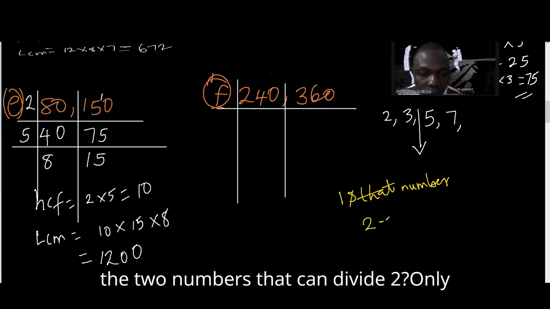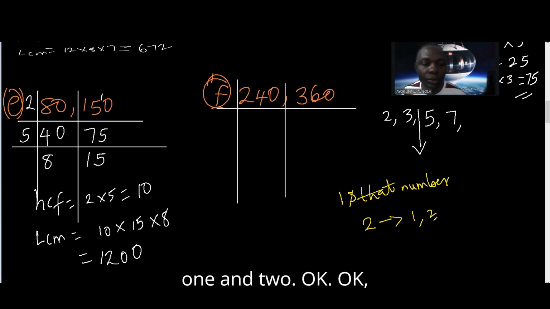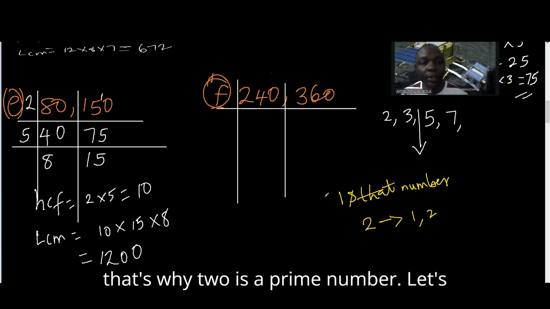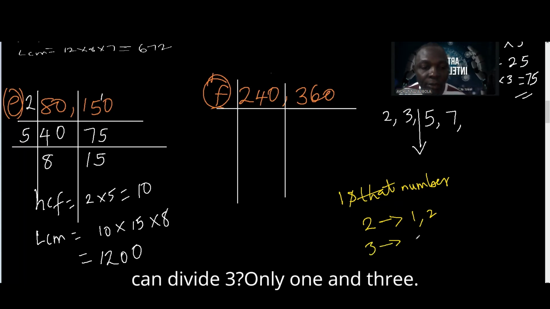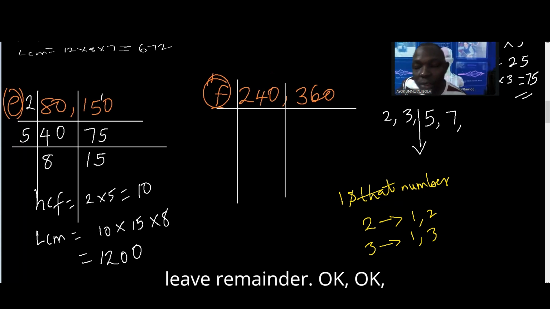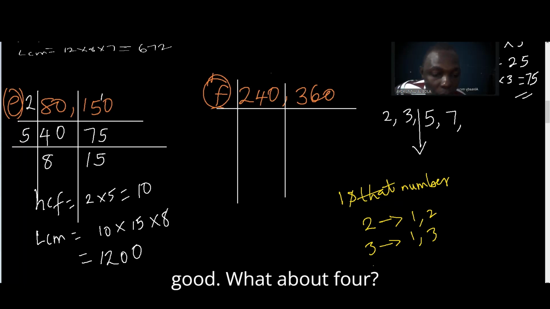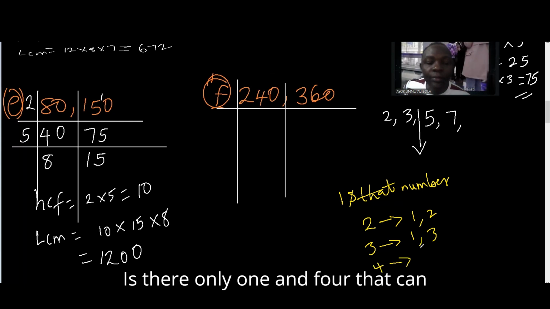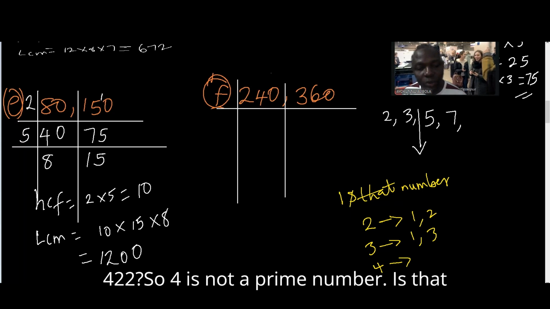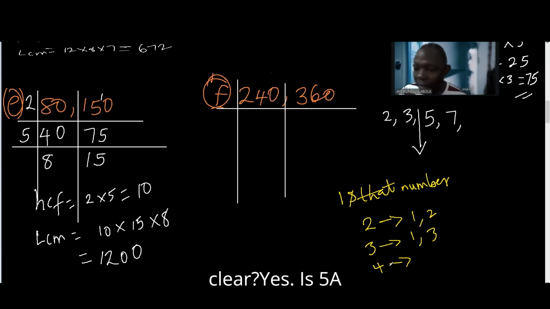So let's consider 2. What are the two numbers that can divide 2? Only 1 and 2. Okay? That's why 2 is a prime number. Let's consider 3. What are the numbers that can divide 3? Only 1 and 3. Nothing else will divide it that will not leave remainder, okay? What about 4? Is it only 1 and 4 that can divide 4? No. What else can divide 4? Two. So 4 is not a prime number. Is that clear? Is 5 a prime number?